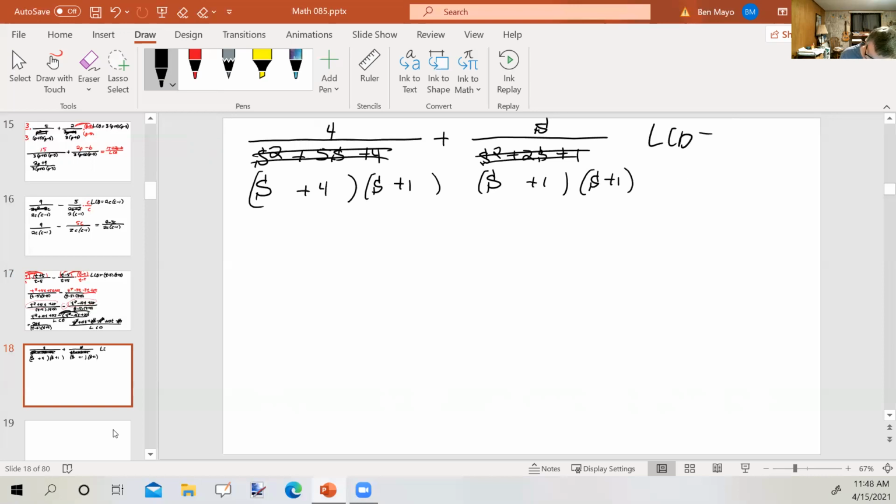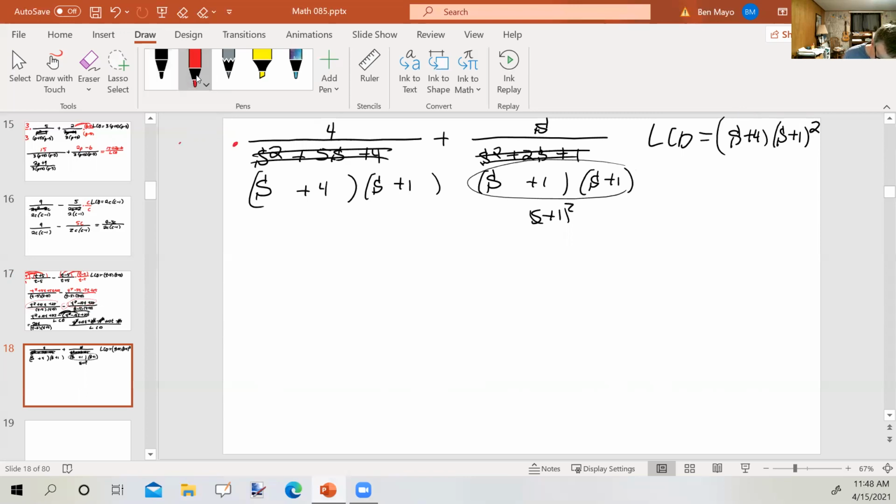Well, my LCD, oh, this could be written s plus 1 squared. So my least common denominator, I'm going to have an s plus 4 and an s plus 1, but I've got two of them in the fraction on the right side. So my LCD is s plus 4 times s plus 1 times s plus 1.